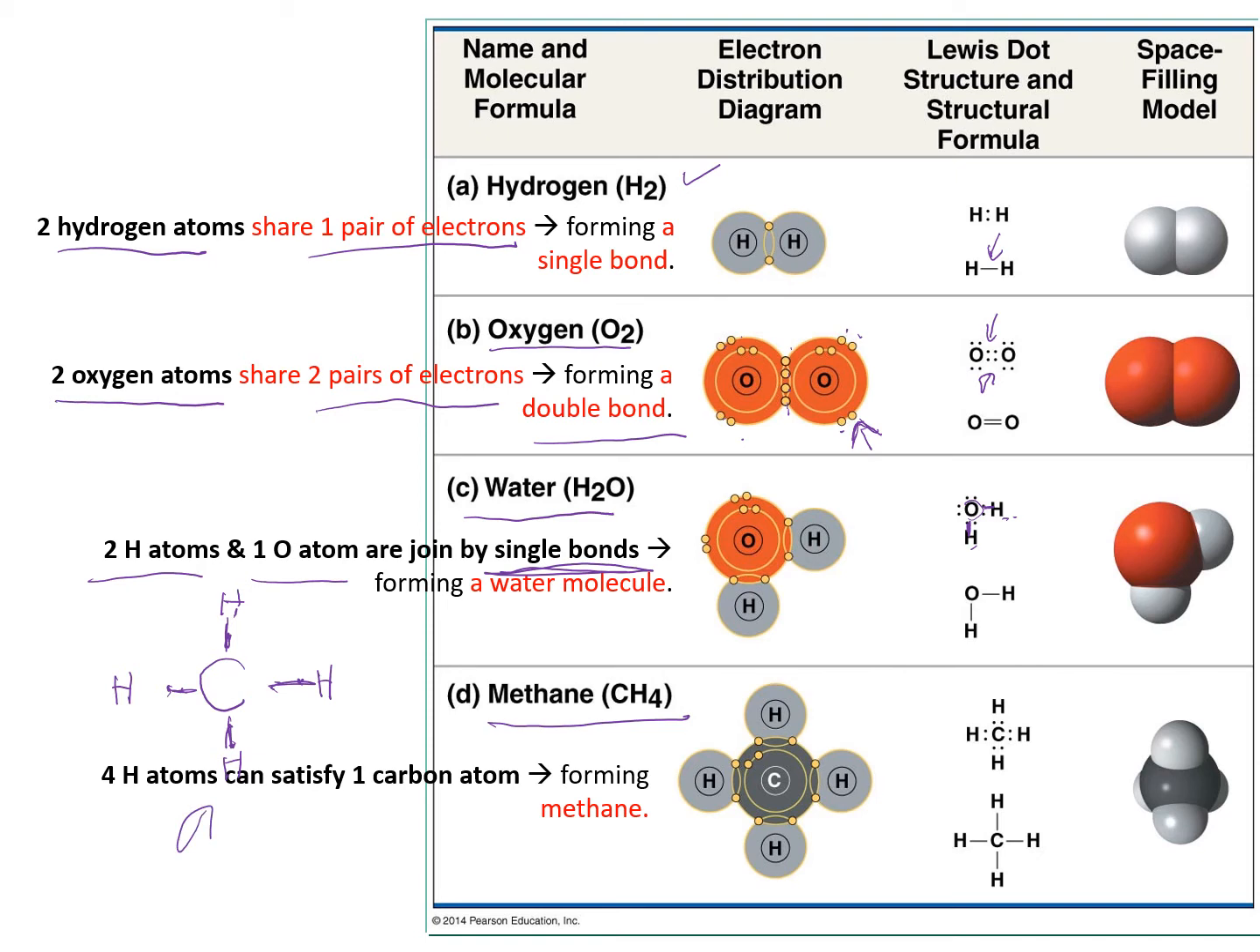Methane is actually a non-polar molecule, but water is actually a polar molecule. So you have to know these facts. A water molecule is a polar molecule because the oxygen will have a partial negative charge, and hydrogen will have a partial positive charge. As for methane, there will be no charge or partial charge formed in the methane molecule.